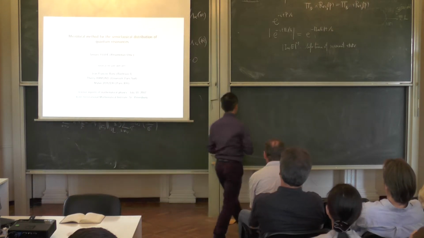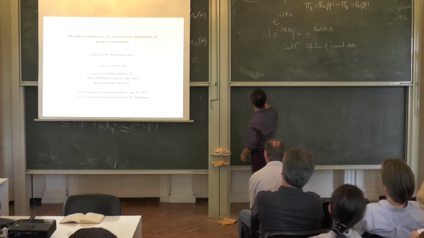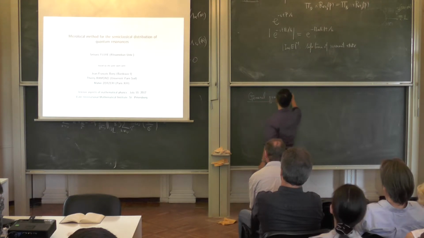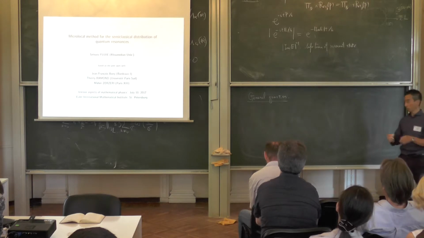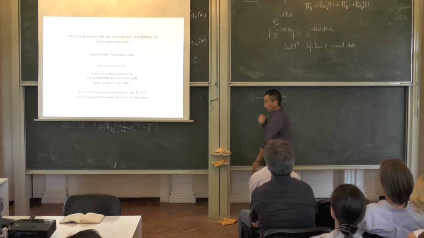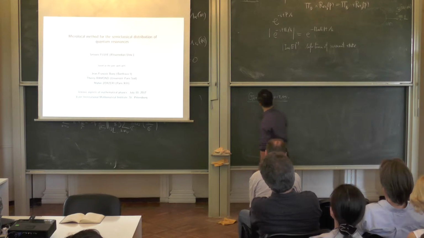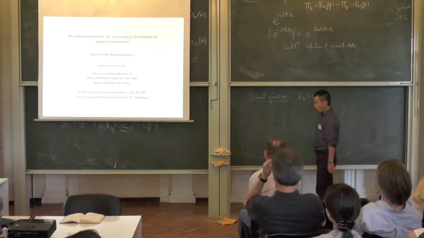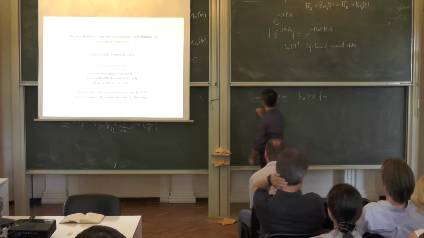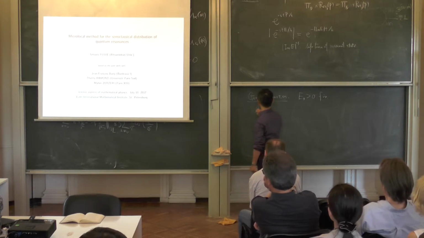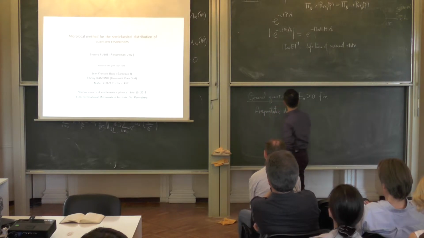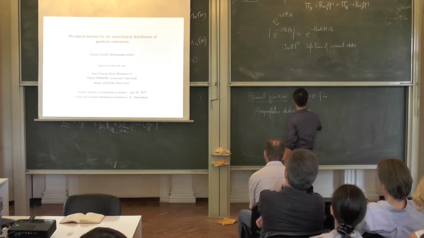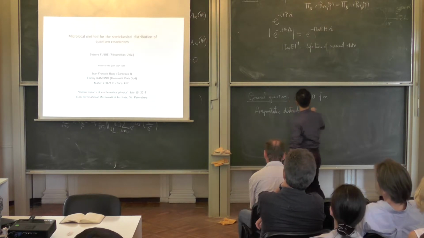Okay. So the general question is the following: the relationship of the following two things. On the quantum side, we look for the E0. We fix a positive energy. On one hand, we study the asymptotic distribution of resonances.